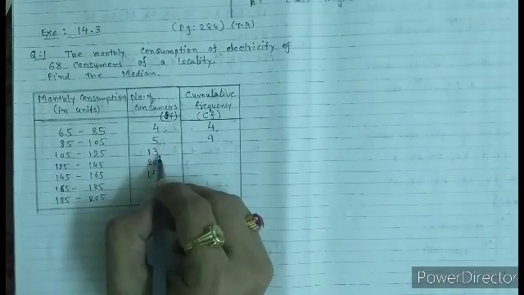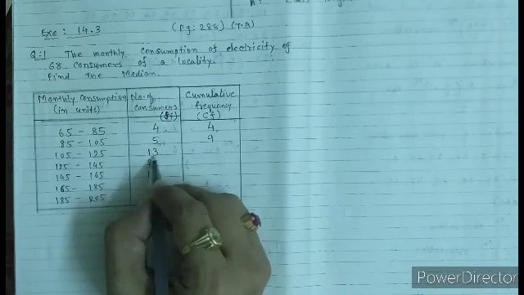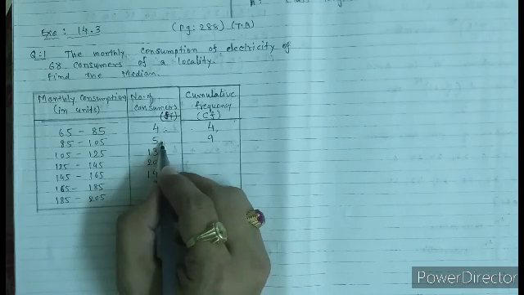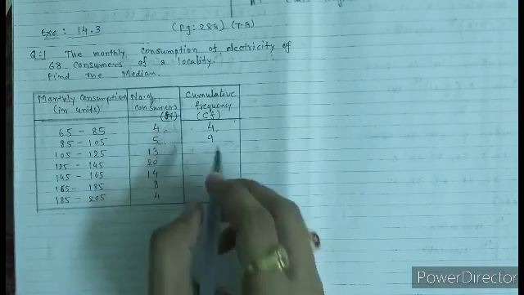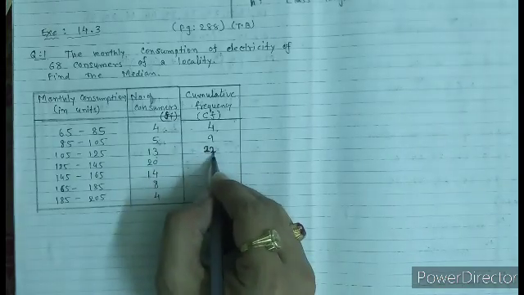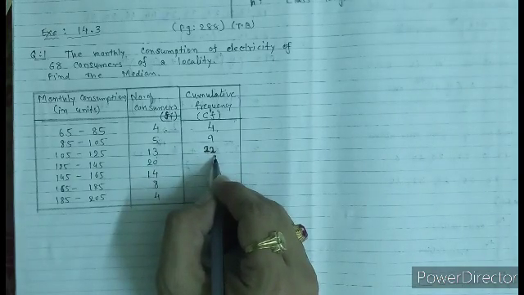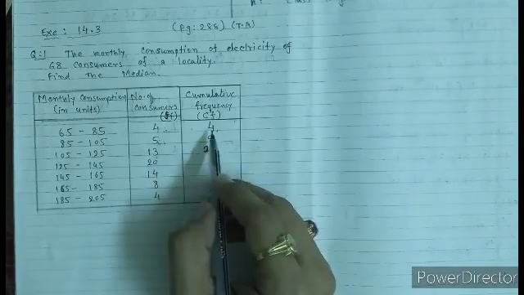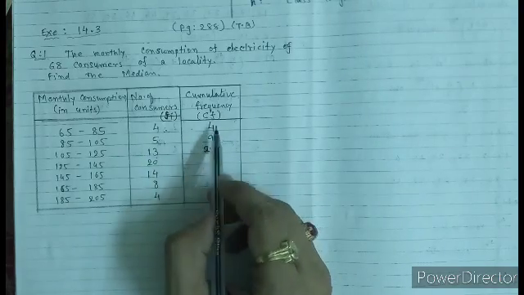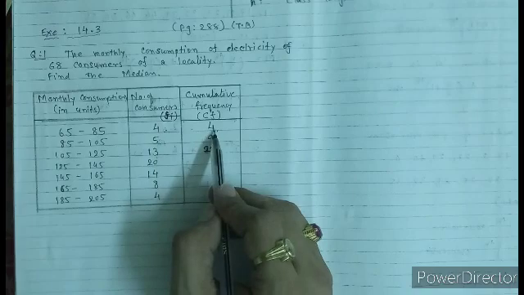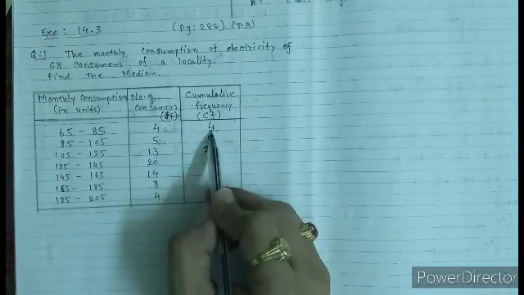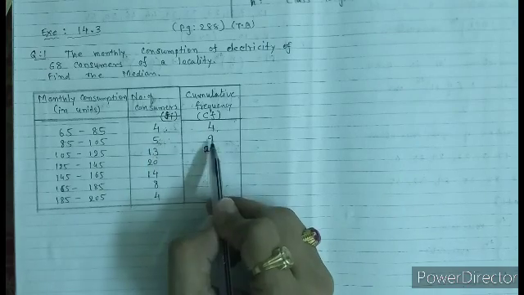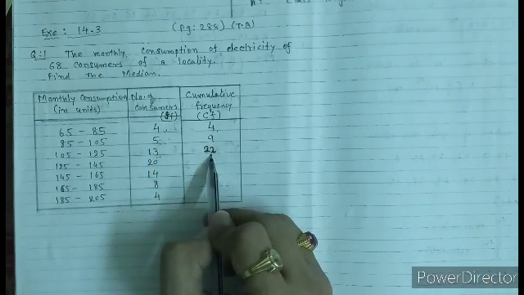Now for class 3, the cumulative frequency is this frequency plus all the previous frequencies, that is 13 plus 5 plus 4. 13 plus 5 is 18, plus 4 is 22. So the cumulative frequency of this class is 22. It means to get the cumulative frequency, we write the first frequency as it is, then keep on adding the next frequencies, like 4 plus 5 is 9, 9 plus 13 is 22.